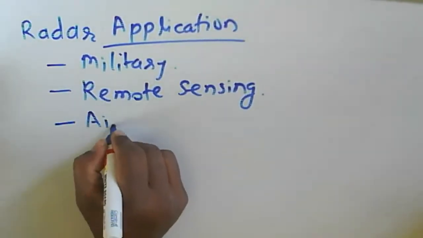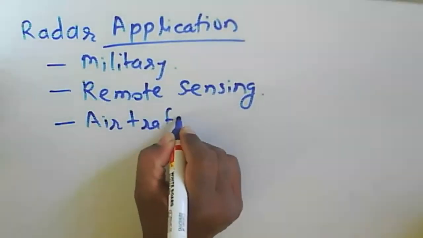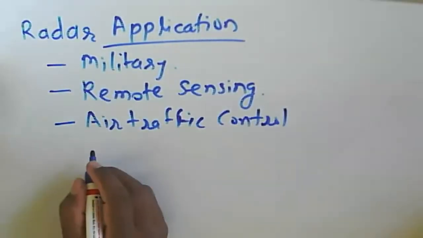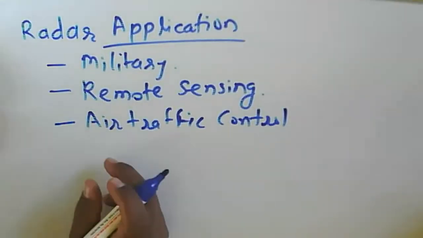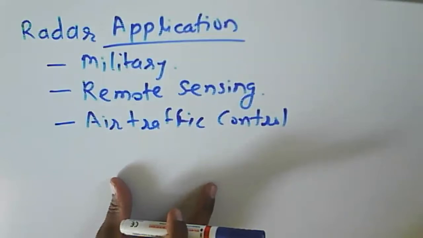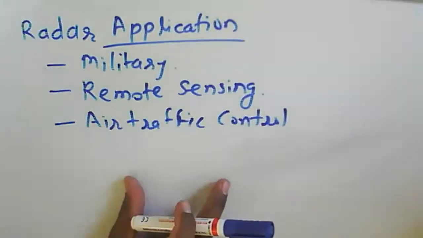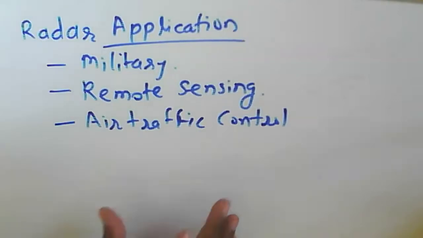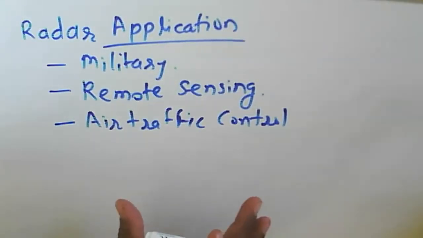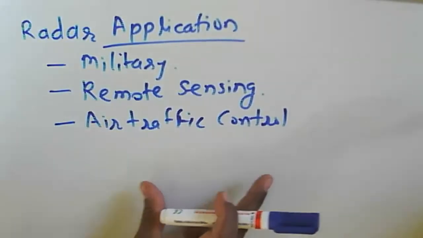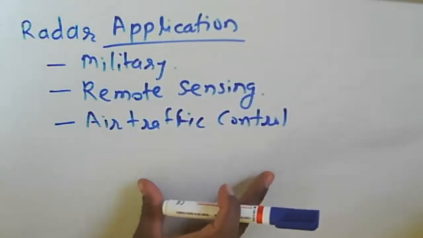Then air traffic control, ATC. In the airport, controlling the traffic of the aeroplanes, everything is controlled by air traffic control. So this one is used at the airport.